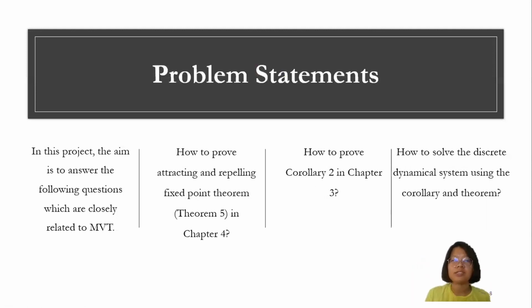My name is YIING. Now I would like to talk about the problem statement. In this project, the aim is to answer the following questions which are closely related to the mean value theorem. First is how to prove the attracting and repelling fixed point theorem, which is theorem 5 in chapter 4. Second is how to prove corollary 2 in chapter 3. And finally is how to solve the discrete dynamical system using the corollary and also the theorem.